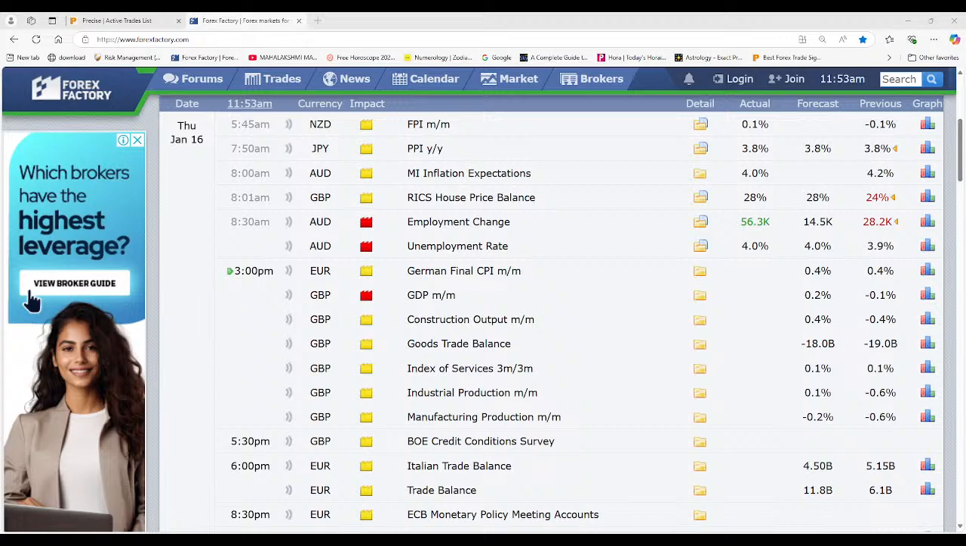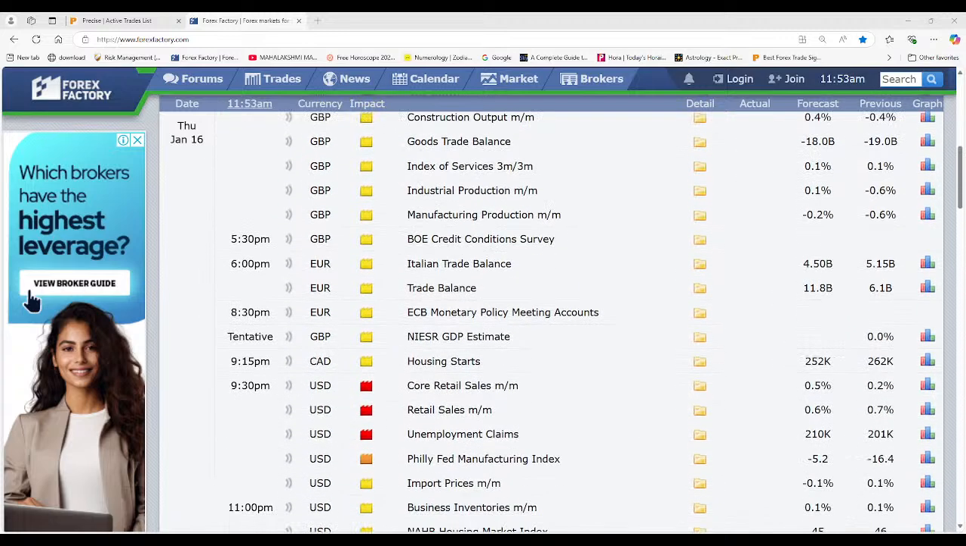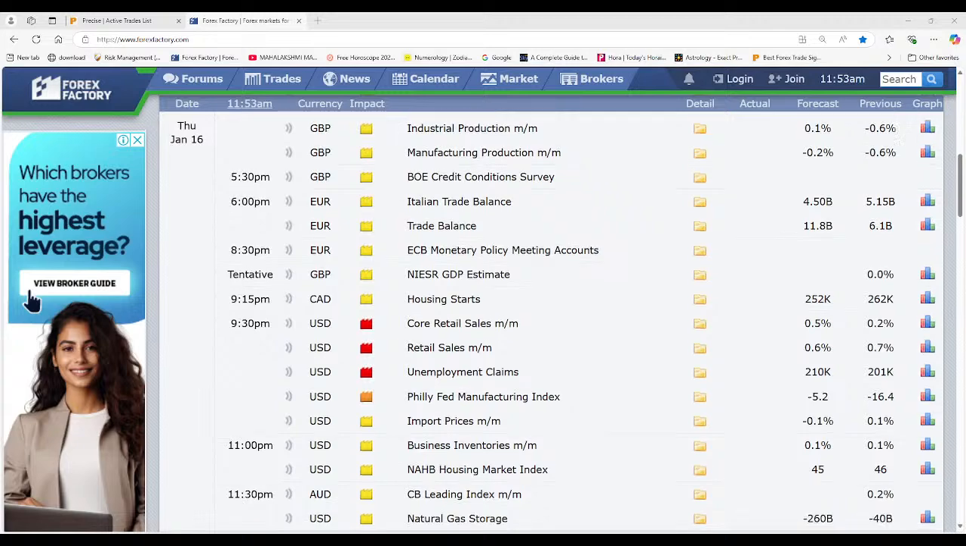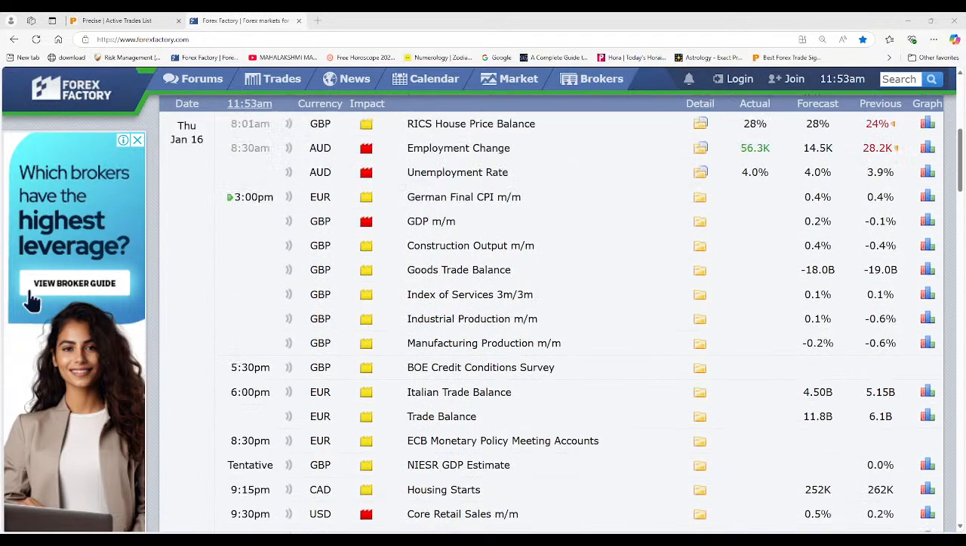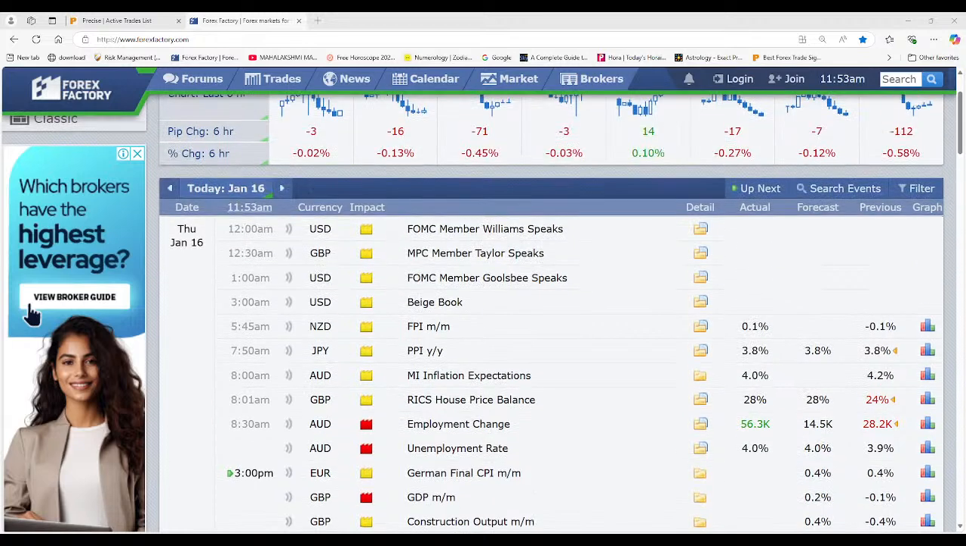Then we have from the pound GDP, which is out at 1500 hours, followed by tonight in the US we have core retail sales, unemployment claims, and Philly Fed manufacturing index. So these are the key data that will be out today. With that, I think we move on to our analysis.